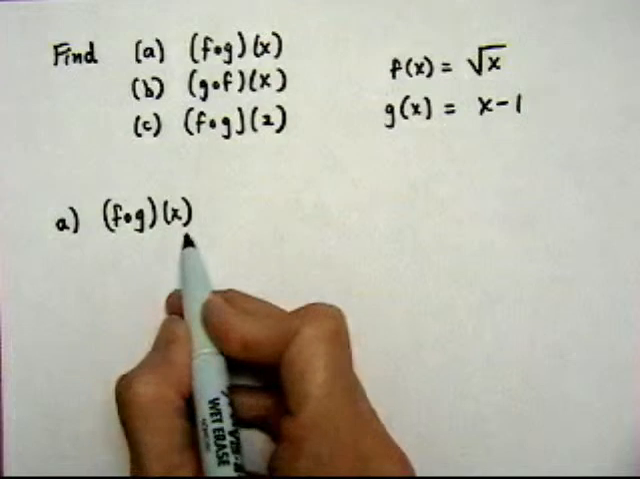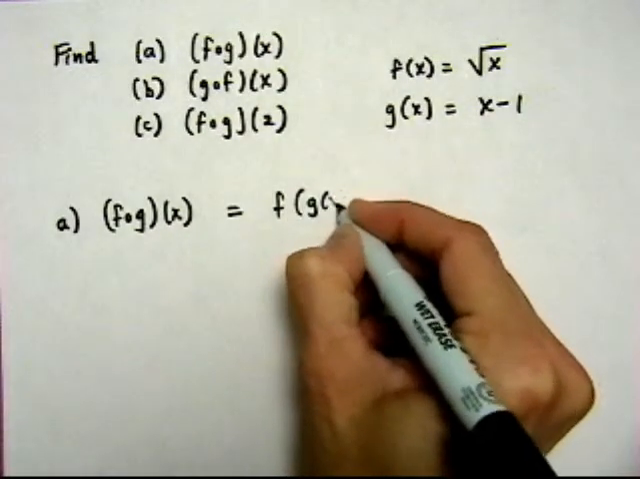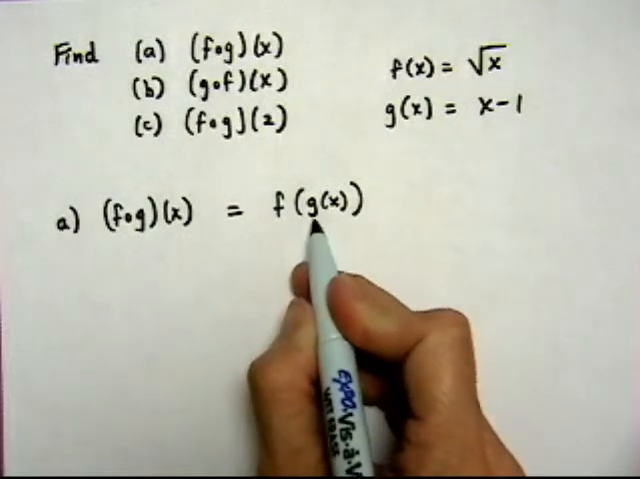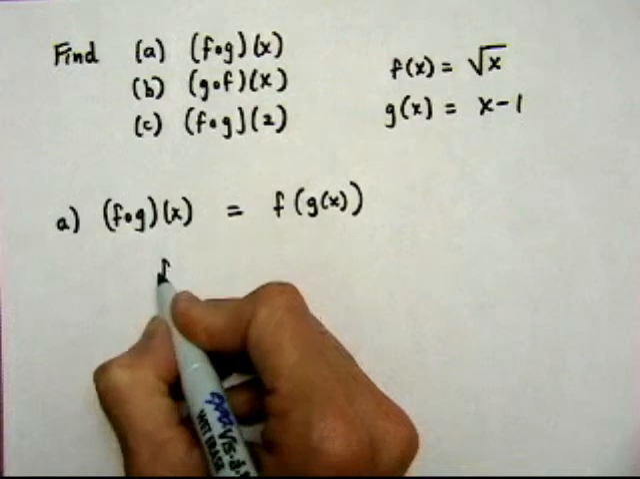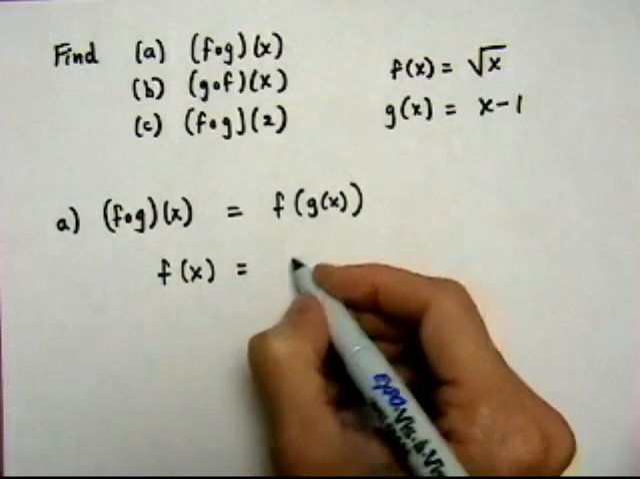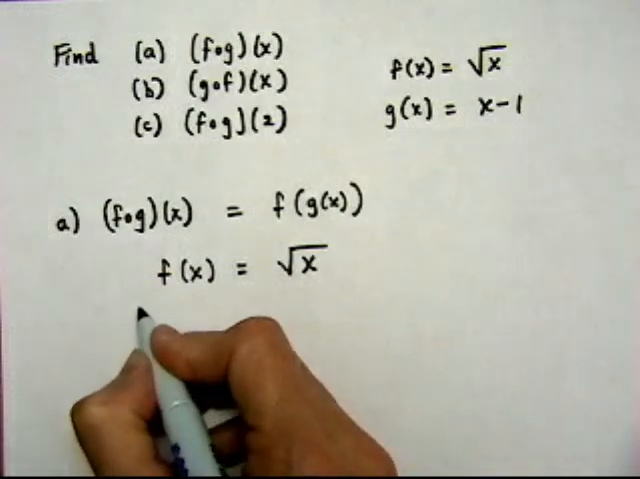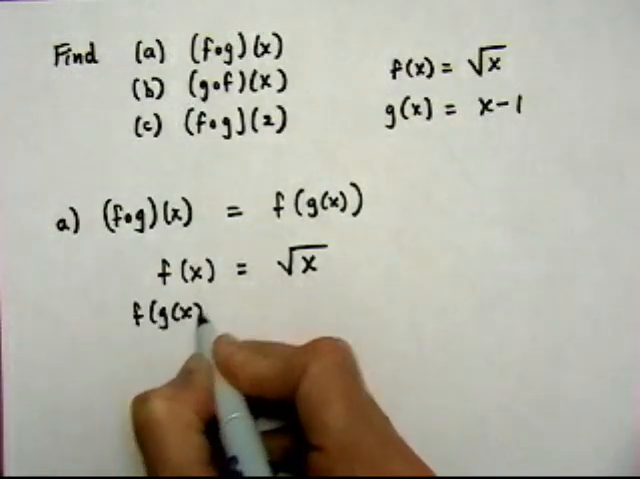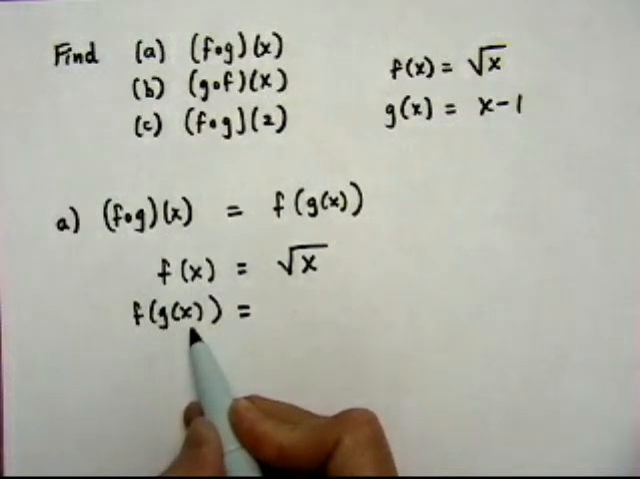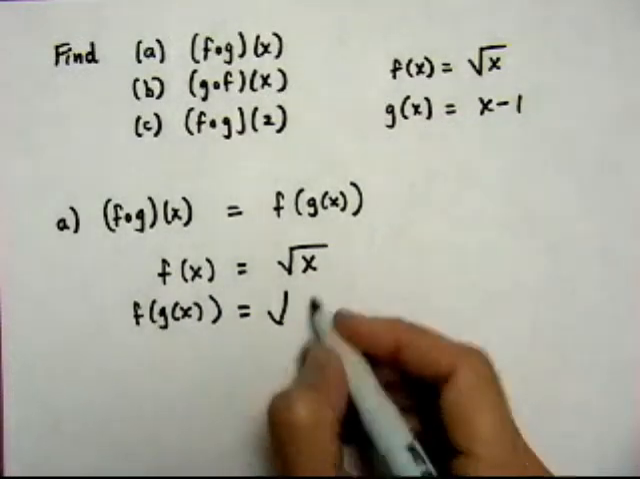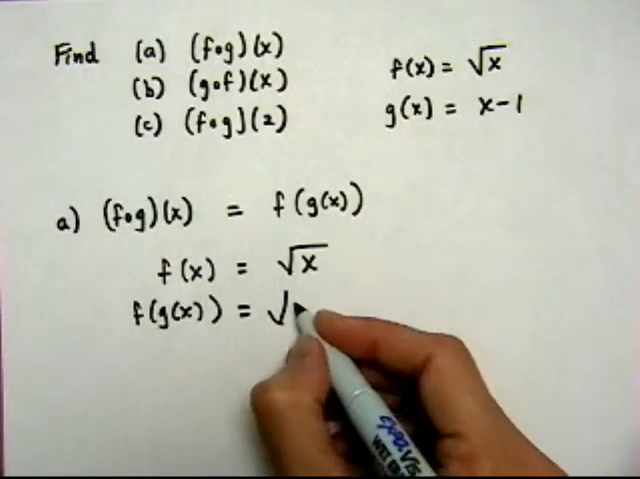So for f of g of x, remember that that means f of g of x. So we're going to use g as the input for f. So we start with f. f of x is equal to the square root of x. And now if we're using g of x as the input, f of g of x, that means replace x by the function g of x. So I've still got the square root, but I'm going to replace the x now with what g of x equals, which is x minus 1.